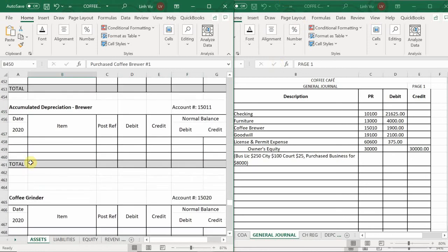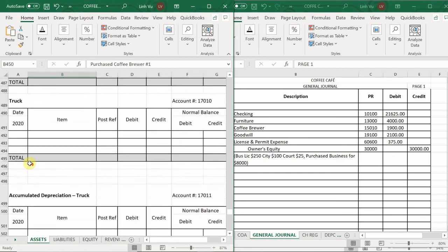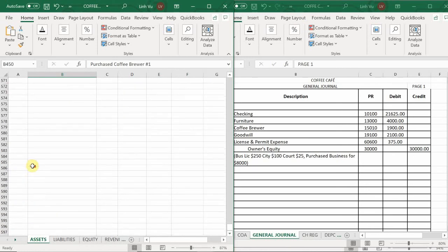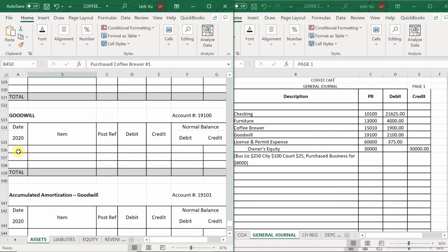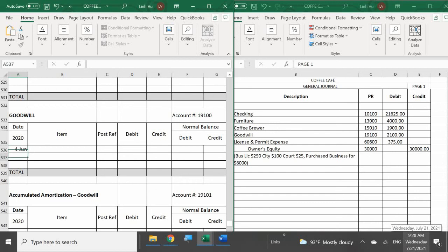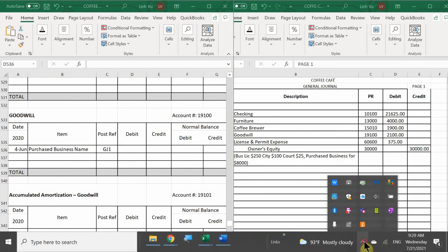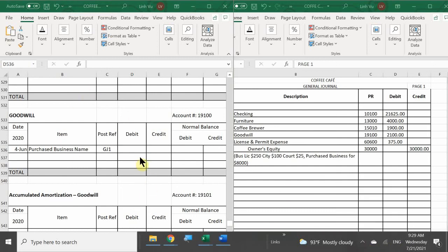All right. Then we purchased the business name. Okay, so Goodwill is right here. 6-4, and I'm going to go ahead and write purchased business name. All right. General journal number 1. And I purchased this for a total of $2,100.